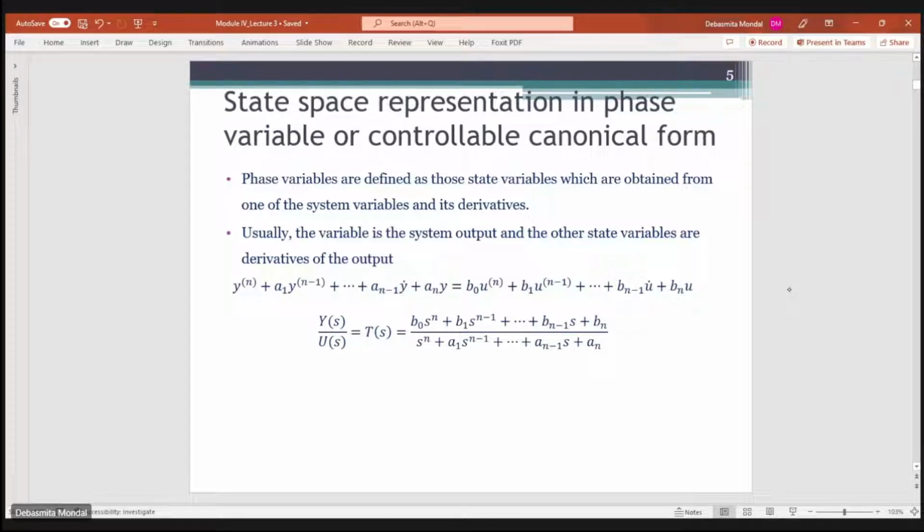In the numerator, you have b0 s to the power n plus b1 s to the power n minus 1 till bn, and in the denominator you have s to the power n plus a1 s to the power n minus 1 till an. Now you already have this differential equation, so you can simplify it, or split this nth order differential equation into n first order differential equations.